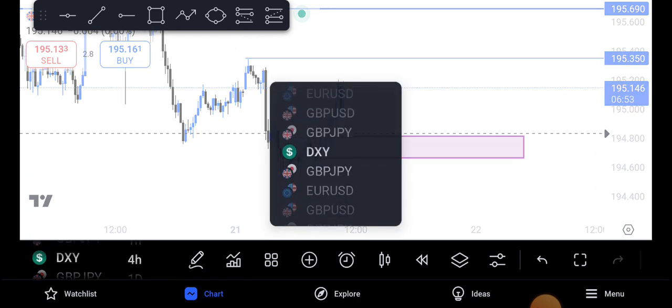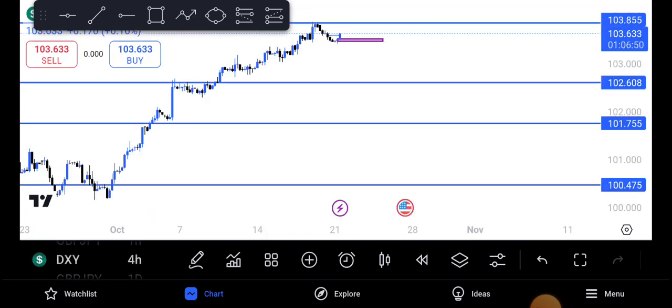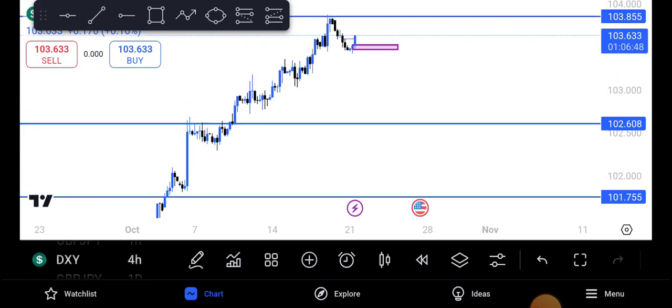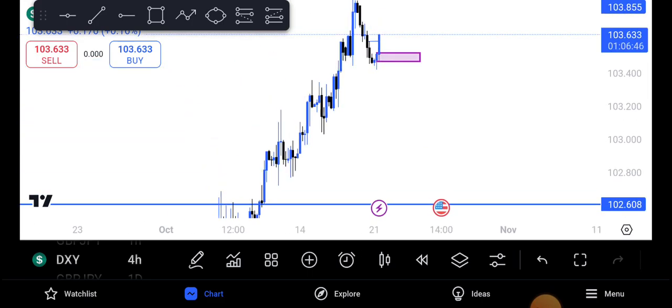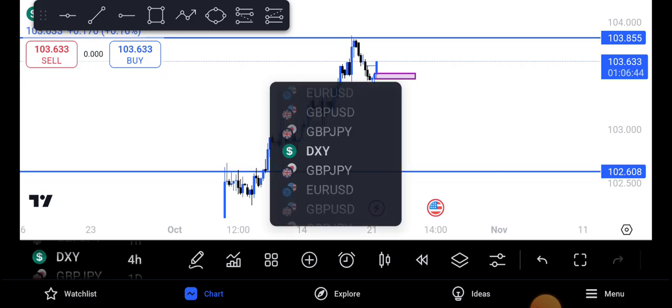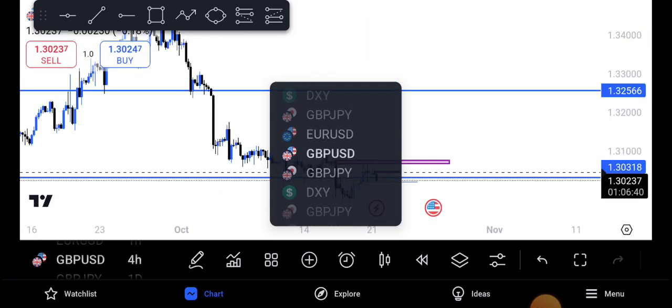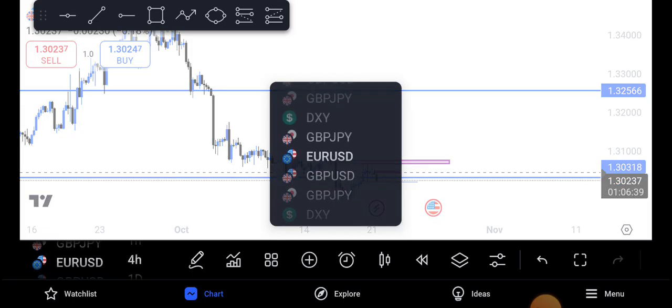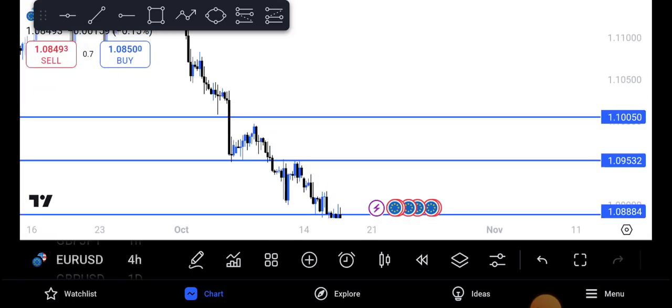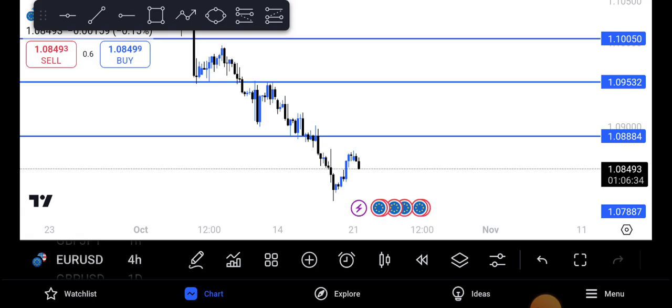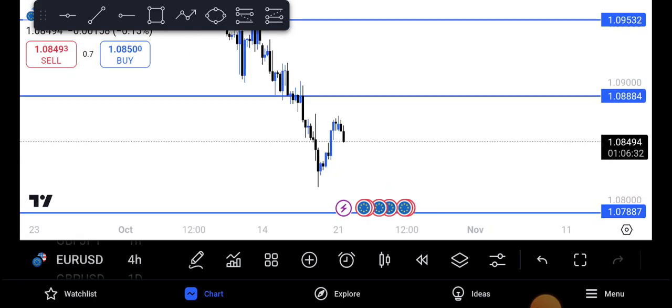I think that's it, guys. I don't think I will do analysis on the GU or GU. I tried to look at GU. I think I will just show you my setups. I will not really use a different pair to analyze. This is the GU. I tried to look at the pair.